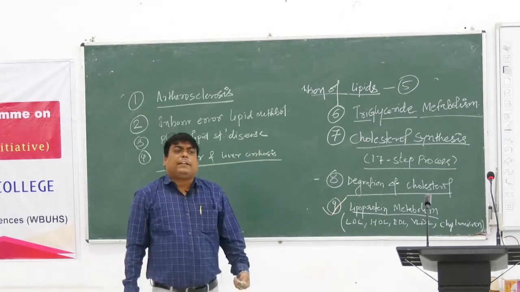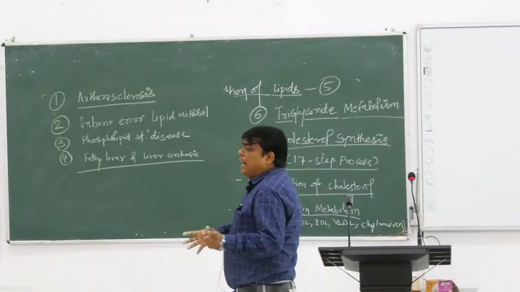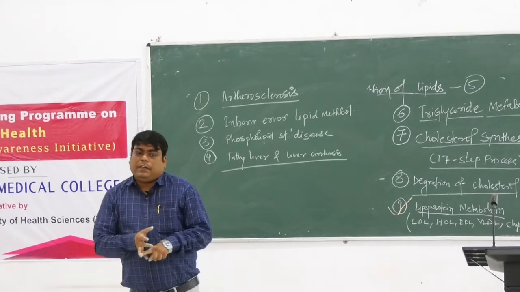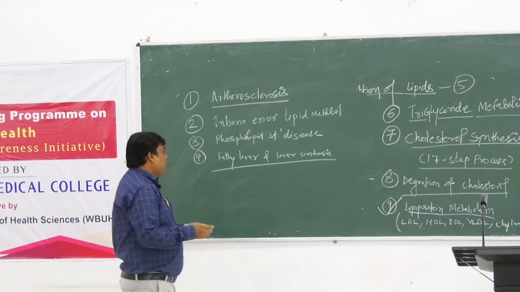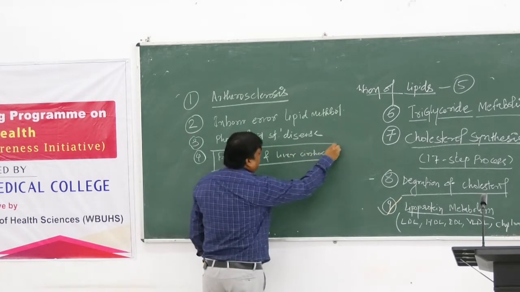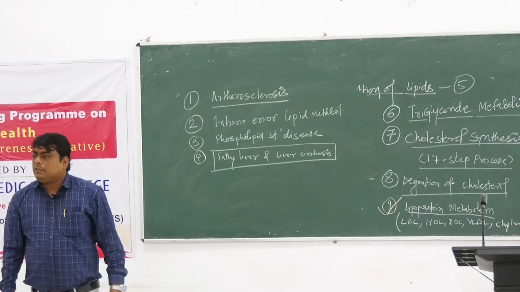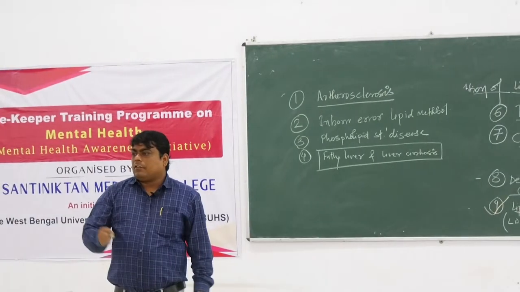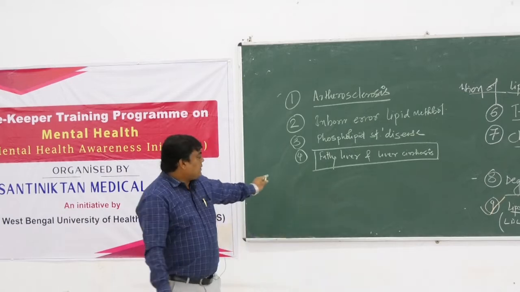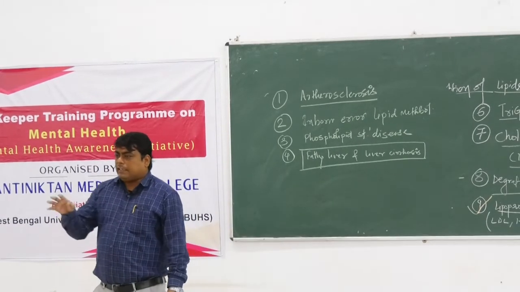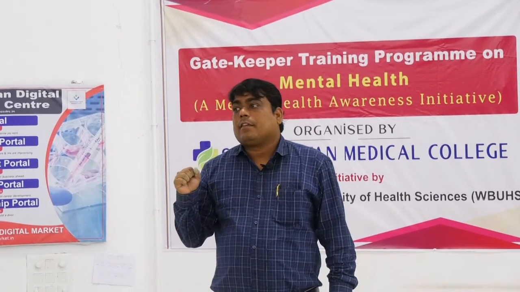If this question is asked in your exam, you will give the answer in the biochemical perspective, not in a general way. Understand what I want to say? If the question asks about fatty liver and liver cirrhosis, what content do you write? Rakesh, if the question is asked fatty liver and liver cirrhosis, what content do you write? What do you think about it?